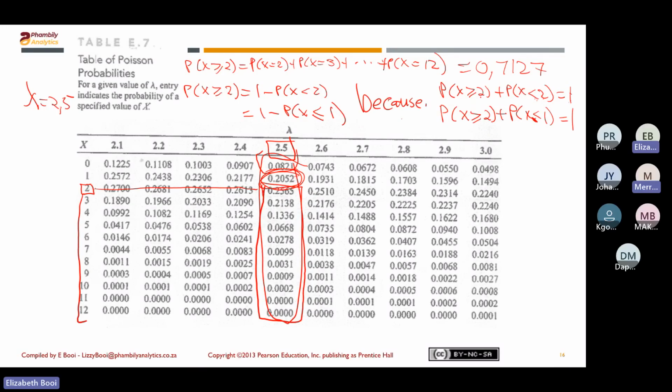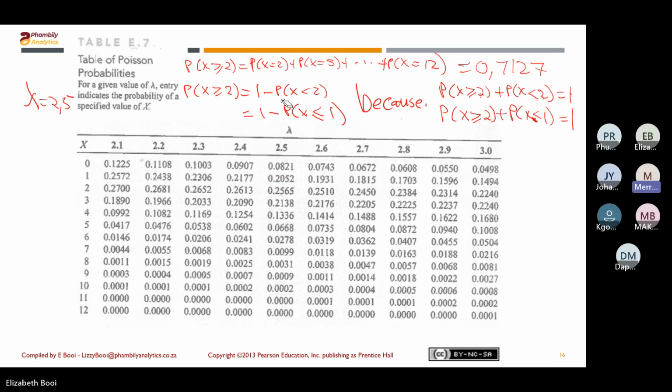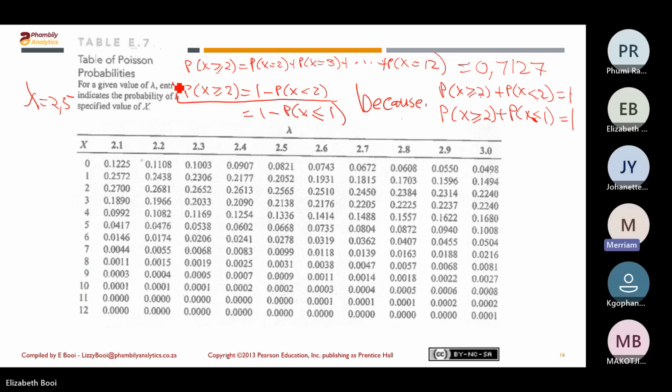Yeah. Hi, Vivi. Can you please try to explain again that one of 1 minus probability of x less than 2? Where did you get that one? Which one now? Can you see the second method? This one. Where did we get that 1 minus probability of x less than 2?